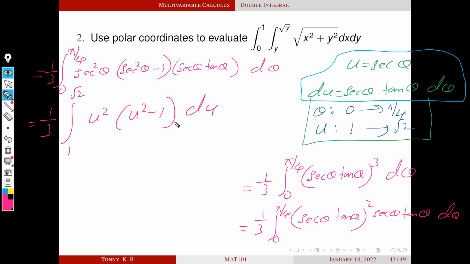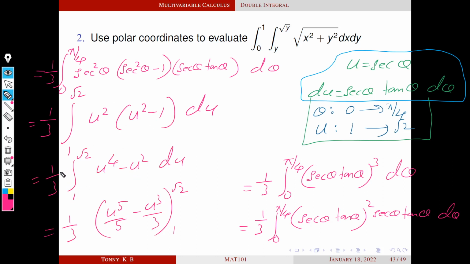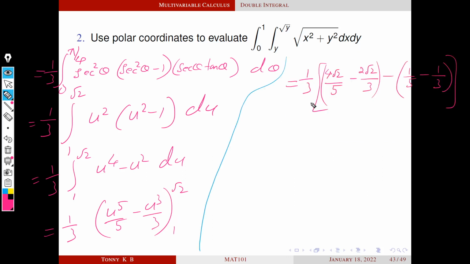Now it is easily integrable. You just expand the bracket, then integrate. 1 by 3, 1 to root 2, this is u raised to 4 minus u square du. Its integration is u raised to 5 by 5 minus u raised to 3 by 3, from 1 to root 2. Then you substitute the upper limit and lower limit. So this becomes 1 by 3. When u equals root 2, this is 4 root 2, right? And this term becomes 2 root 2, right?